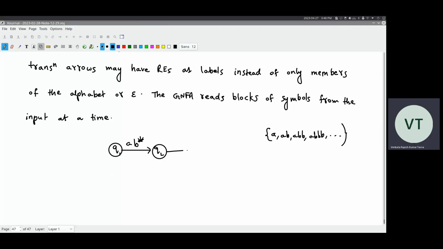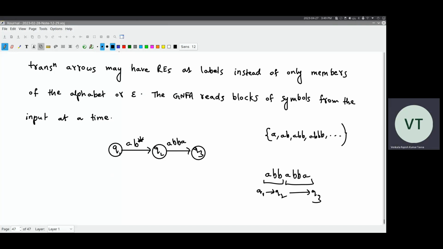Now, similarly, say from Q2 to Q3, if you get an input like A, B, B, A, something, then it will move from Q2 to Q3. So if you have an input string like A, B, B, A, it reads this part to go from Q1 to Q2, and it reads this portion to go from Q2 to Q3.